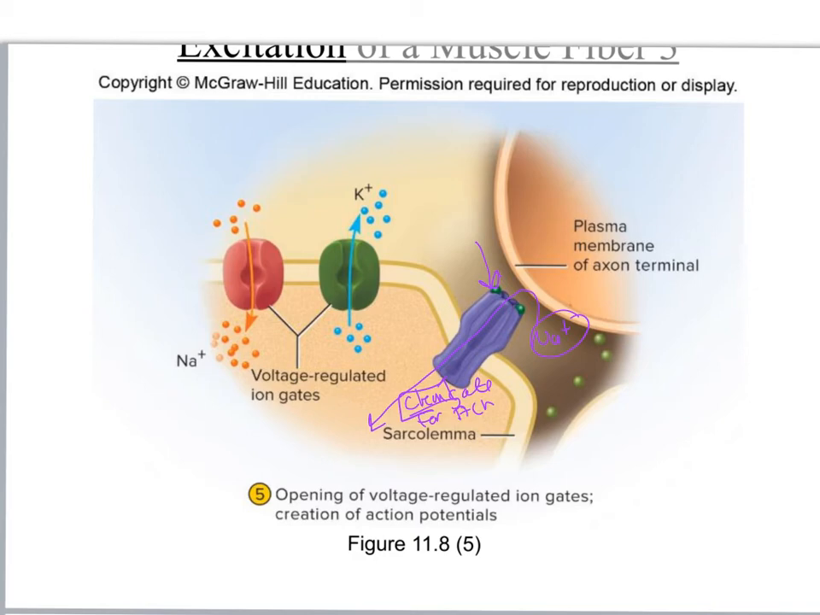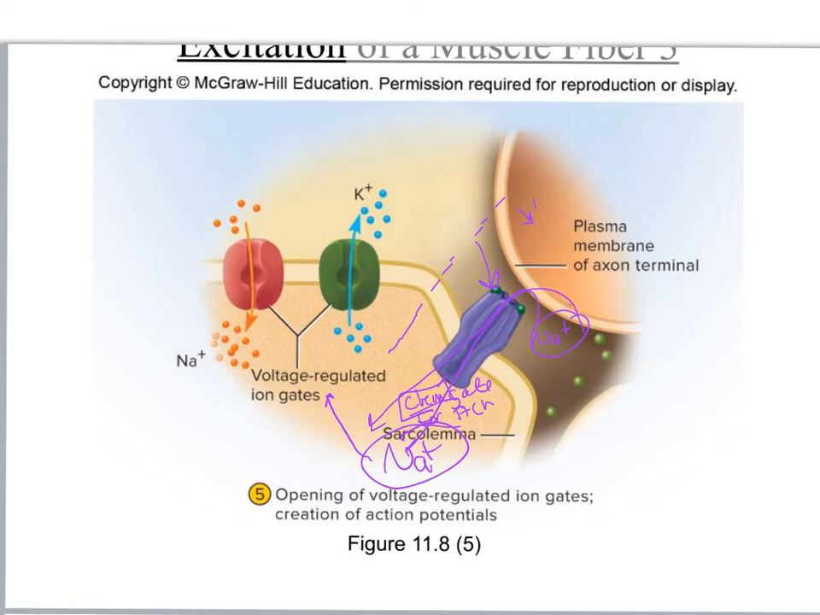Now we're going to follow this over, and once we get out of the motor end plate, we come across what are called voltage gates, and they've got them colored for two different things because they're allowing different charged ions to go through them. So this gate opens in response to a chemical. These gates open in response to a change in the voltage. The voltage is going to change because of the sodium that came in here. So this sodium makes it more positive on the inside, which changes the voltage, which then allows these two gates to open.